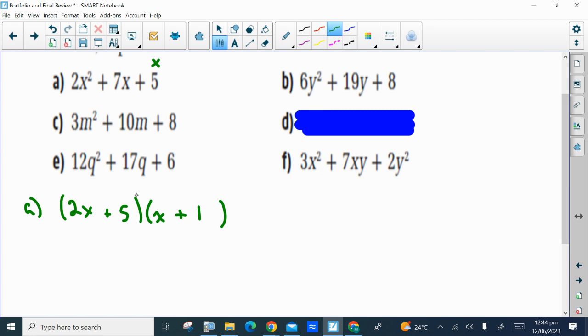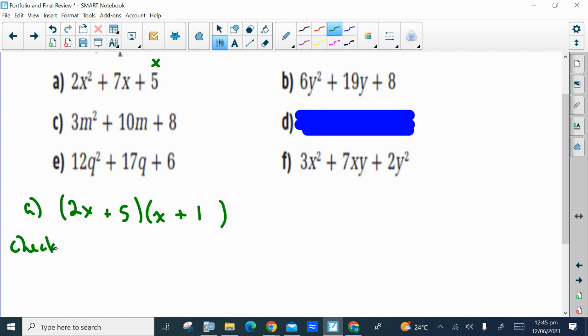When you multiply the 2x and the x, you'll get the 2x squared. When you multiply the last terms, the 5 times the 1, you do get plus 5. When you multiply the outer terms, 2x times 1 is 2x. The inner terms, 5 times x is 5x. 2x plus 5x does equal 7x. That's how I know that those are the correct factors.